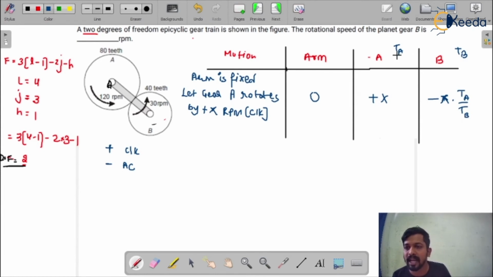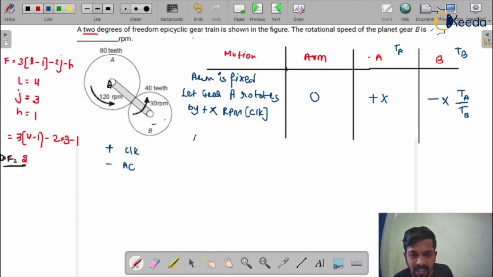Okay, the teeth on that gear and teeth on this gear. Okay, that is the speed of the gear. This is the speed of the gear B. You can write it as it is. We will do some questions so that you will be able to understand more precisely. So that is minus x TA upon TB.